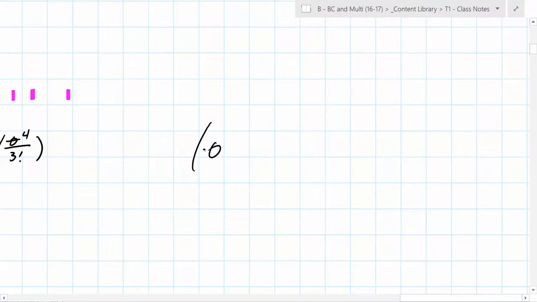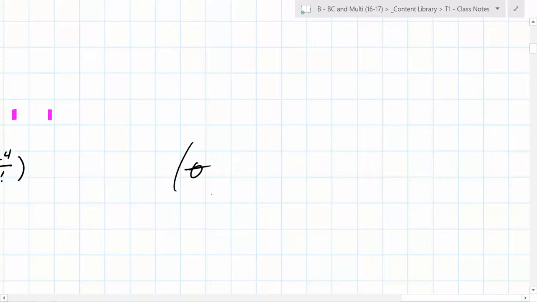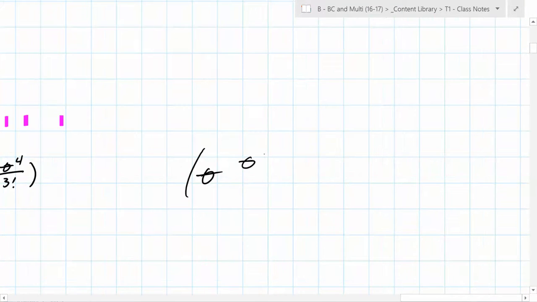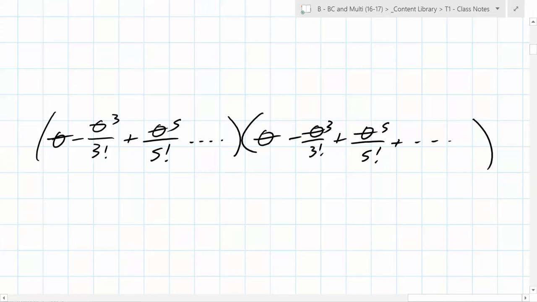Right here. Theta plus what? What was it? Theta minus theta cubed over 3 factorial plus what? Theta to the 5th over 5 factorial, right? We're multiplying it times this, so it's theta minus theta cubed over 3 factorial plus theta to the 5th over 5 factorial. Everybody sees that? Yeah. So let's do this out. You get what? Theta squared, right?